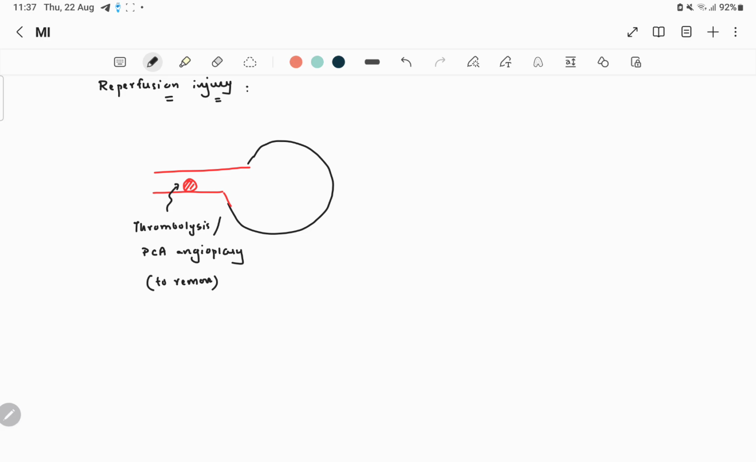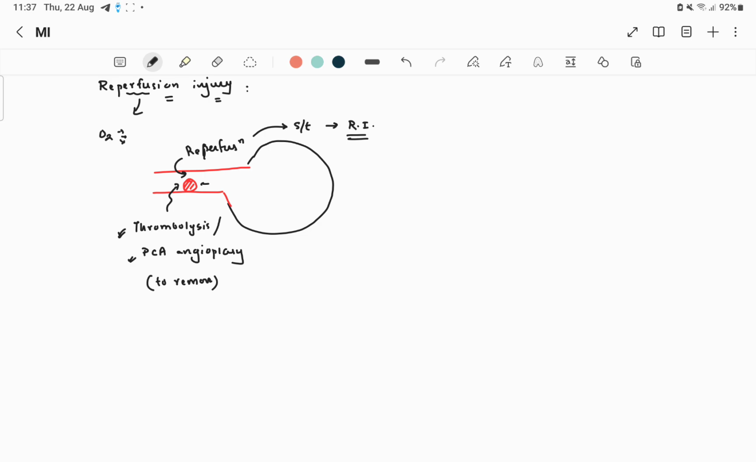So this is called reperfusion. Perfusion is basically the bringing of oxygen, the supplying of oxygen. Reperfusion means it was blocked, and now we are doing a procedure to reperfuse it. So this reperfusion has some side effects, due to which we can have something called reperfusion injury. Okay, you can have reperfusion injury.